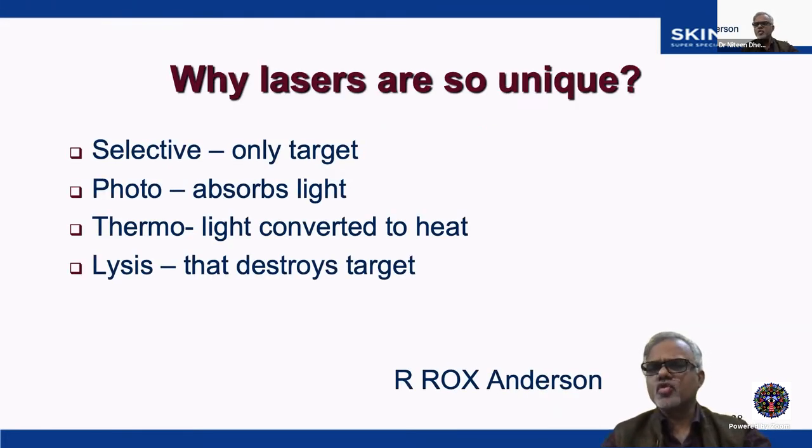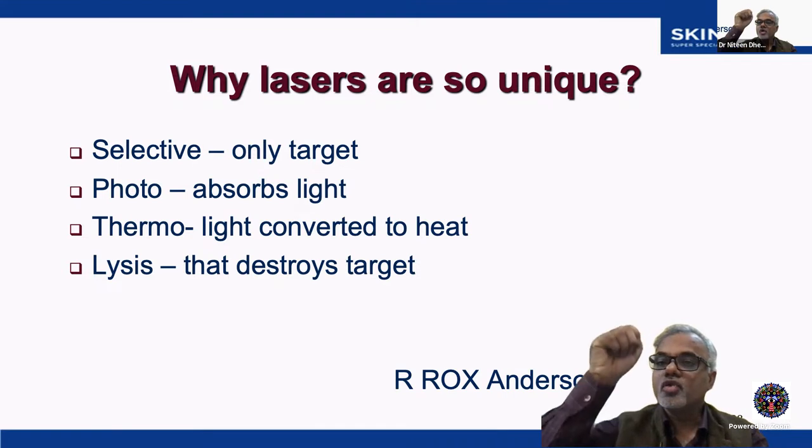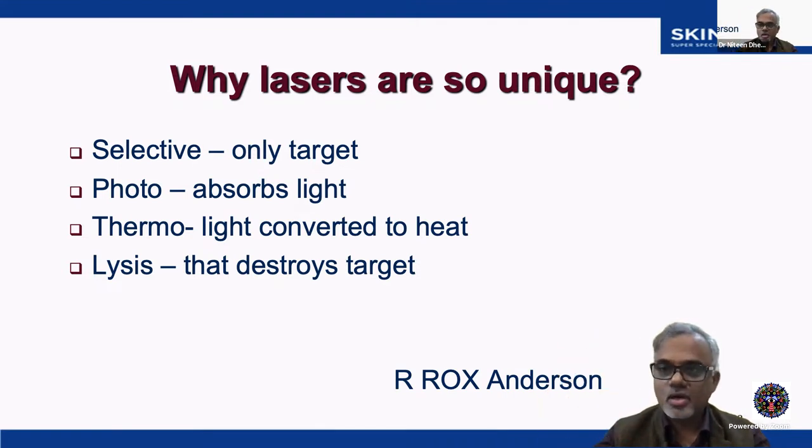So why are lasers so unique? Because all the old lasers were like industrial lasers. Lasers were used to cut diamonds. One of the first lasers imported in India were in Surat, Gujarat, in the diamond industry to cut diamonds. So the laser was so powerful, it used to cut diamonds, and diamonds are known to be the toughest substance in the world.